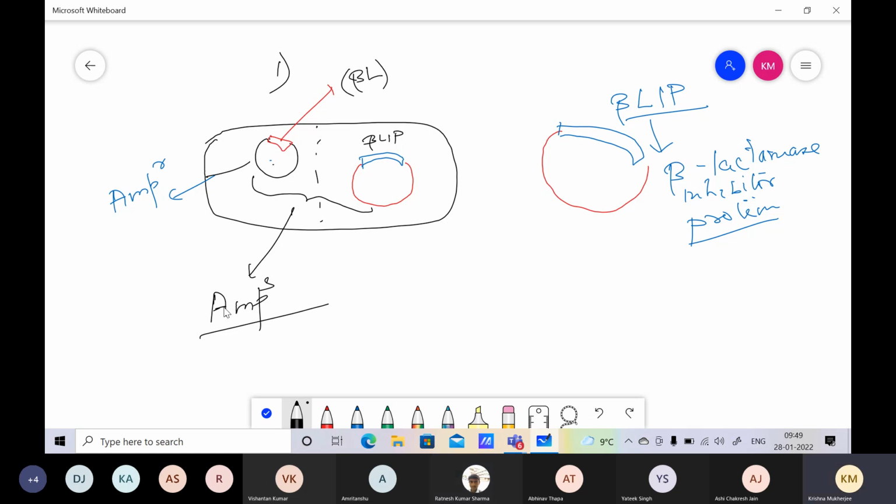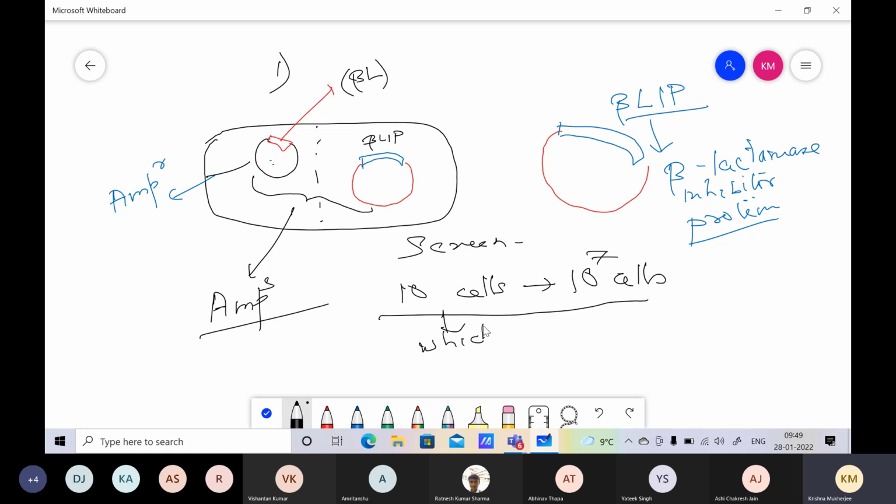Now I'm giving you this system. Design for me a screen which will pick up 10 cells out of 10 million cells, randomly, which help extracellular export. Secretion, which helps secretion. You understand the question? Now, the answer, of course, is obvious.